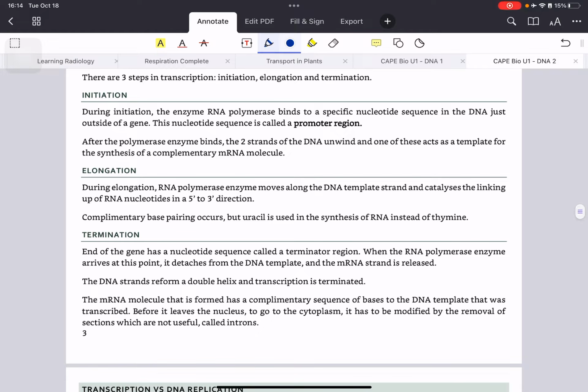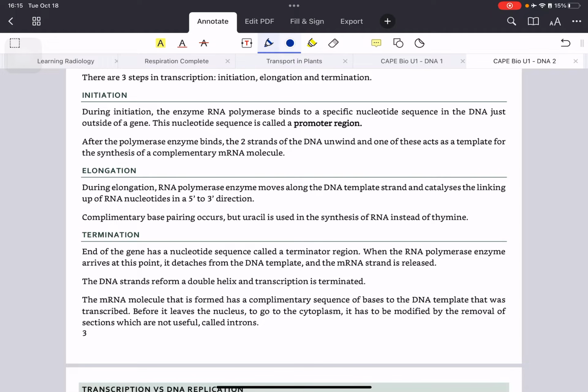So in initiation, the enzyme RNA polymerase, we know about this one from the last class, right? It binds the specific nucleotide sequence in the DNA, and this is called the promoter region. It makes sense, promoter, to start, right? Now, after the enzyme binds, the two strands of DNA unwind, just like in replication, and these will act as templates for the RNA molecule. Remember, the RNA molecule is just one strand, right? So any strand would work.